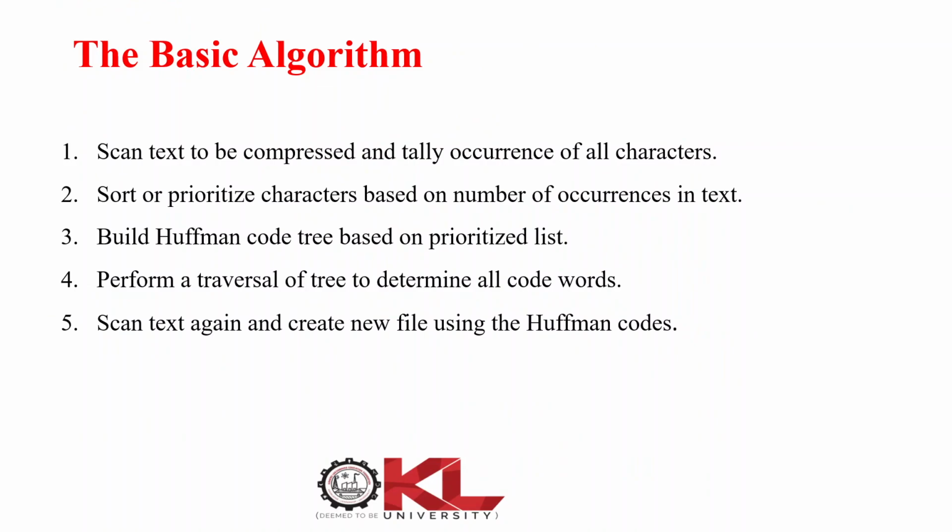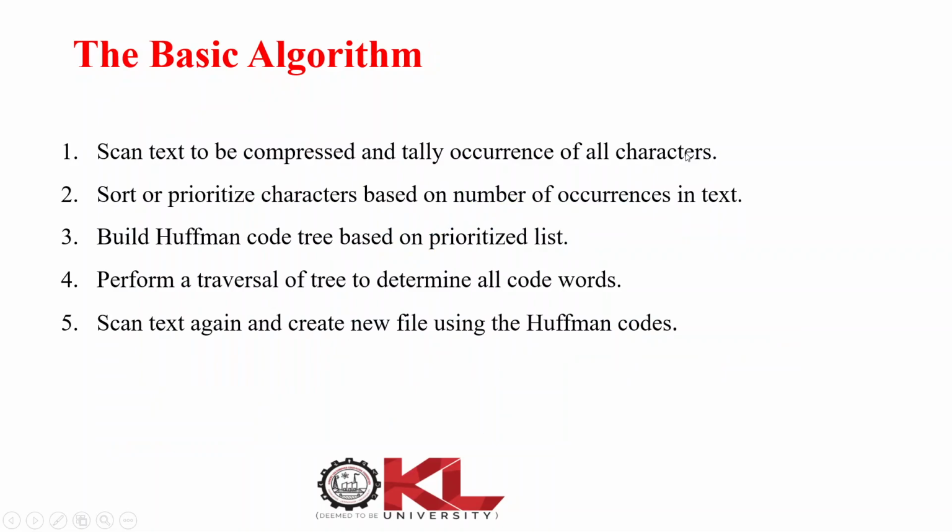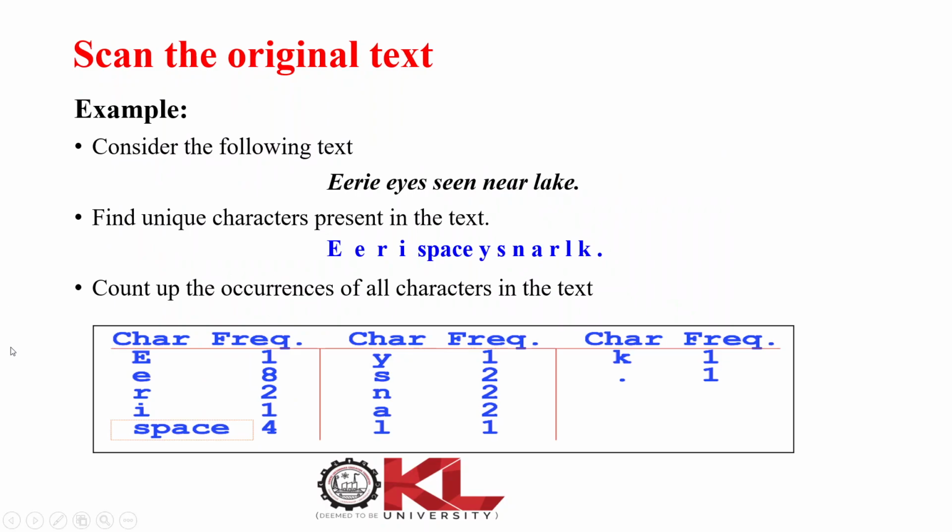Here we need to scan the whole string value. Here we can see "Eerie eyes seen near lake plus stop." We need to scan the whole thing and sort out or prioritize the characters based on number of occurrences. So this is the frequency. Here the capital E is occurring only 1 time, whereas small e is occurring 8 times. It is the most frequent value in this whole text.